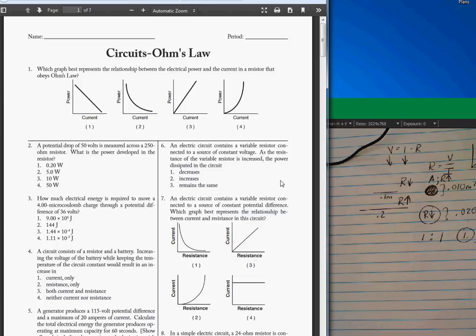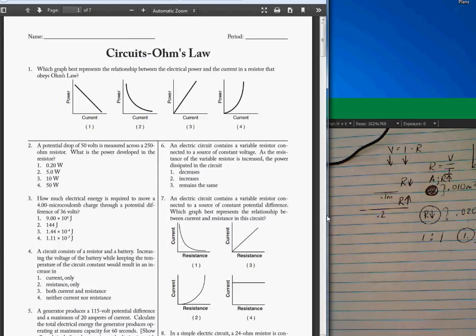The graph represents the relationship between the electrical power and the current in the resistor that obeys Ohm's law. So your answer should be choice number 3. It's a direct relationship between power and current. So as power increases, so does your current, which is going to show a direct relationship in the amount of voltage that is being produced, which is what your line is representing.